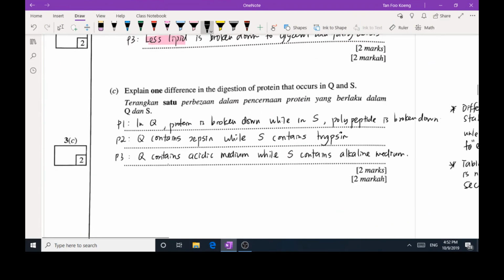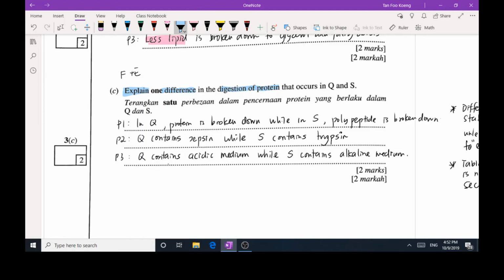Now last one, let's look at C. Explain one difference in the digestion of protein that occurs in Q and S. I'm going to label it first. So this is my task word. By right I should have F, effect, and E, explanation. So I should have one difference and an explanation in the digestion of protein, nothing to do with carbohydrates or lipids, that occurs in Q and S.